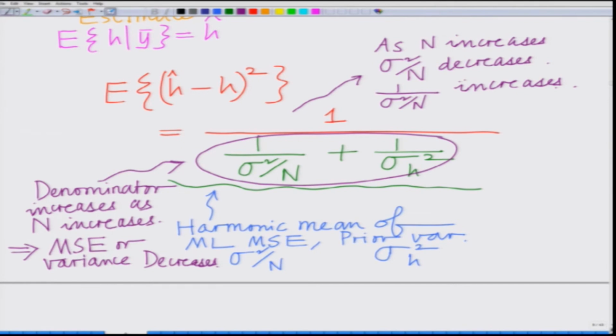Okay. So it is important to keep that in mind. What we are saying is as n increases, this mean squared error decreases. And remember, the mean squared error is also the variance of the posterior probability density function, which is a Gaussian. So as n is increasing, this variance is decreasing, which means that the true parameter h comes closer and closer in a probabilistic sense to the mean, which is the estimate h hat, because you can see that the variance is decreasing as a function of n.